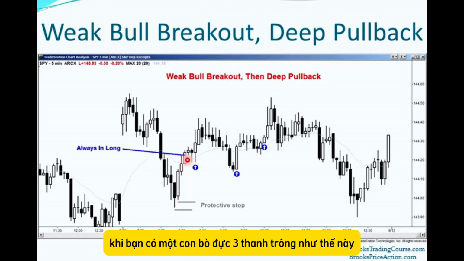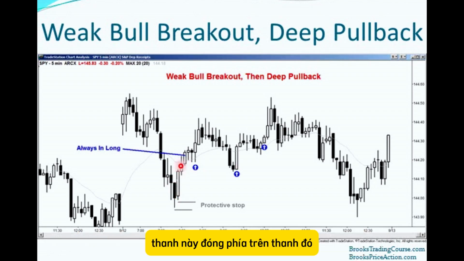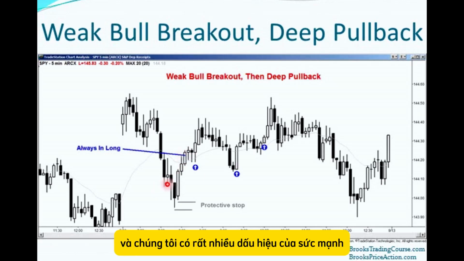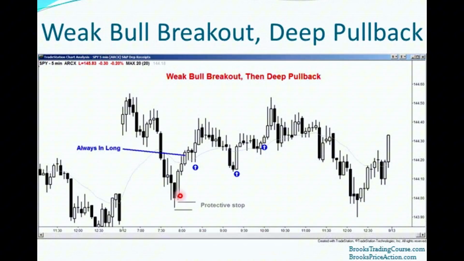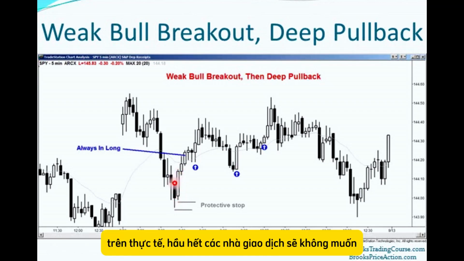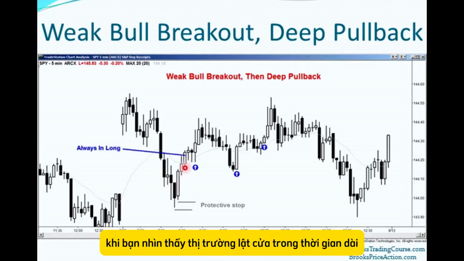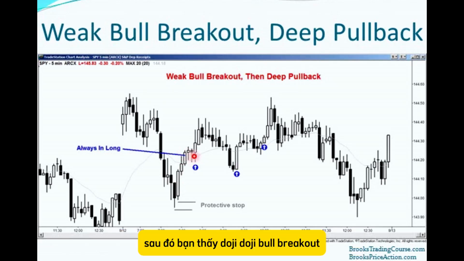However, when you have a 3-bar bull spike that looks like this, small tails, gapping up, this bar closes above that bar, this bar closes above that bar, this bar closes above this bar, and we have lots of signs of strength that the breakout is strong, most traders would not want the market to come back below the bottom of the spike. In fact, most traders would not want the market to fall more than a tick or so below the top of the signal bar.